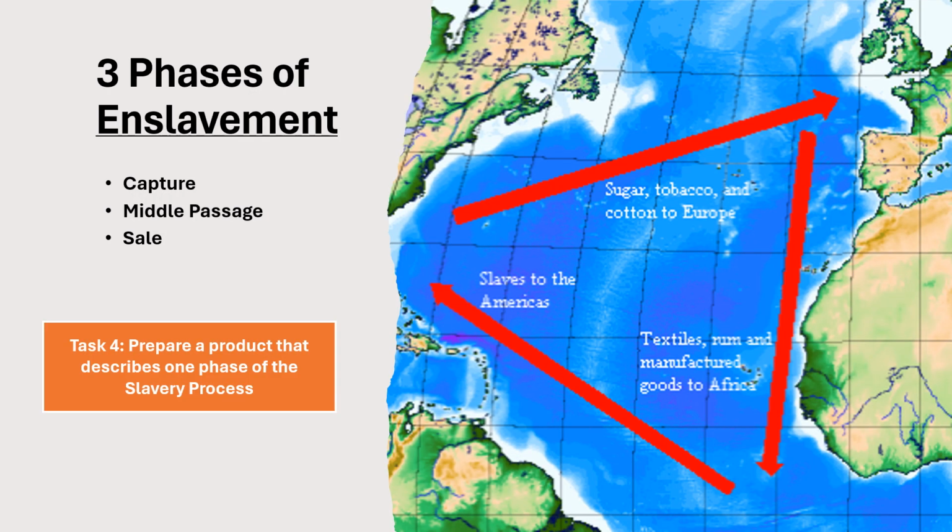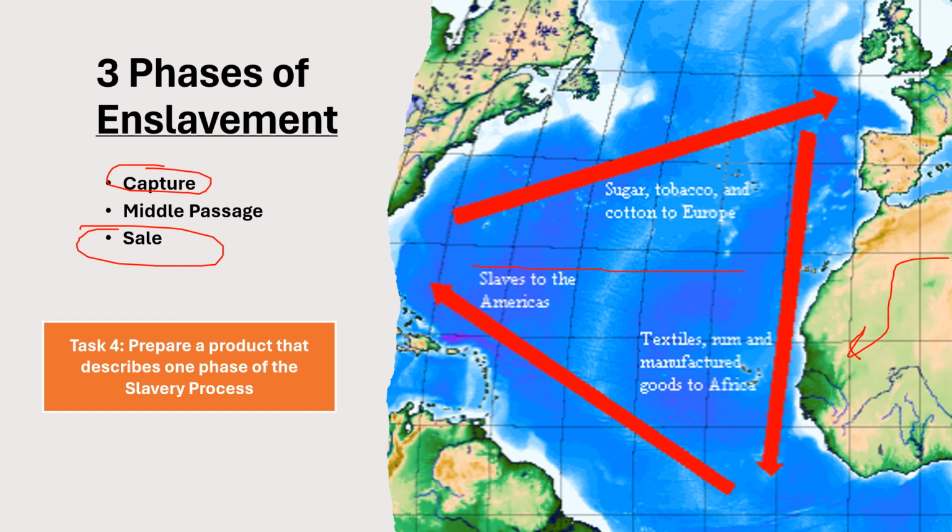Keep in mind, when we're talking about the slave trade, we're talking about a three-phase process of enslavement. You're first going to be captured from the interior, sent to the coast, and then the middle passage would be the journey to your destination, and then the sale. And that is going to be the focus when we get to the institution of slavery in the Americas.